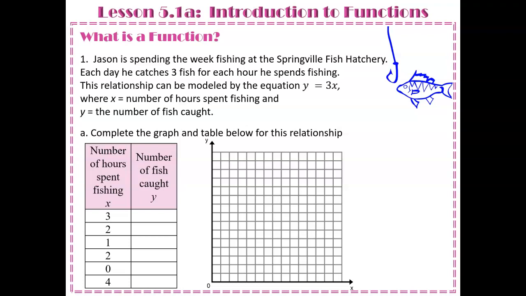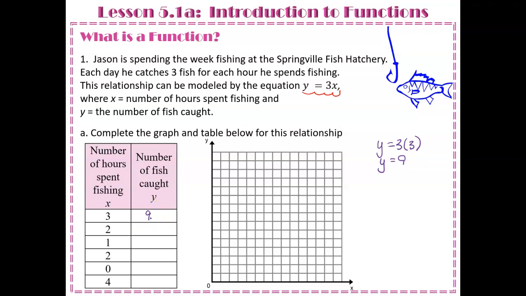So let's complete the table using this equation. Let me get a blue pen, purple pen. All right, so all you do in the equation is it gives you x, so you plug in 3 for x. So 3 times 3 is 9. So y, or the number of fish caught, after 3 hours is 9.